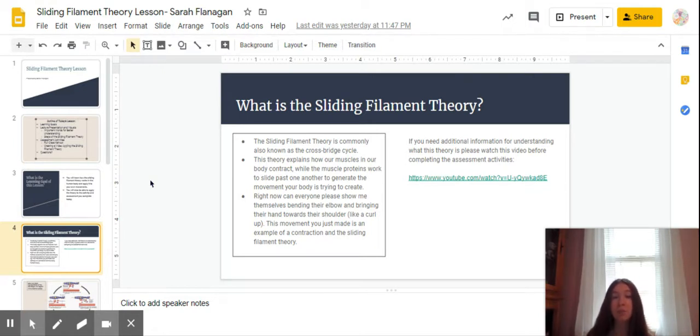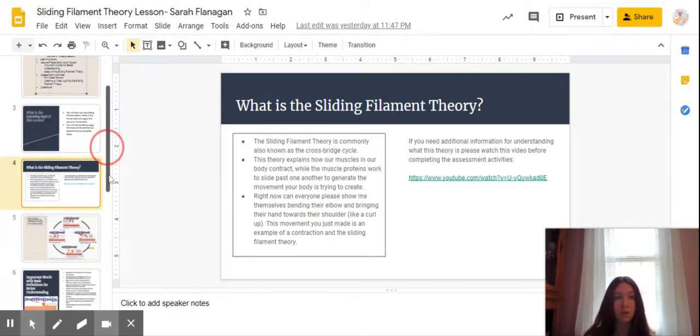Right now, can everyone please show me themselves bending their elbow and bringing their hand towards their shoulder like a curl-up? This movement you just made is an example of a contraction in the sliding filament theory. If you need additional information for understanding what this theory is when this lesson is completed, you can watch this video before completing the assessment activities. Click on this link. I think it's less than 5 minutes, and it's in detail of what we're learning about.